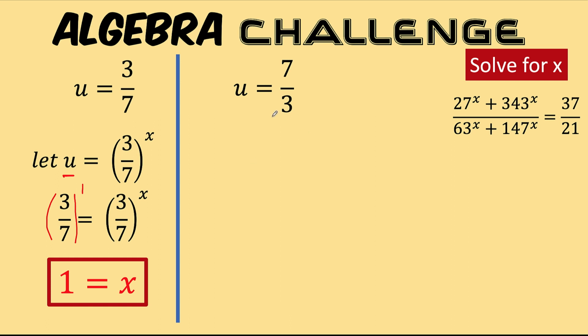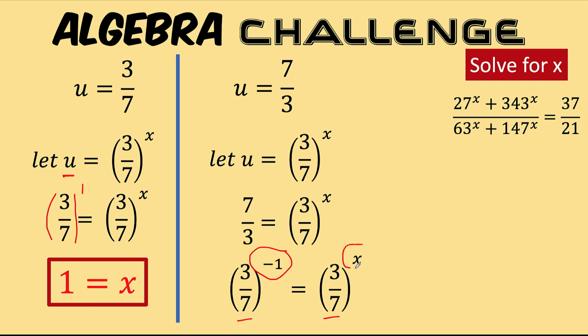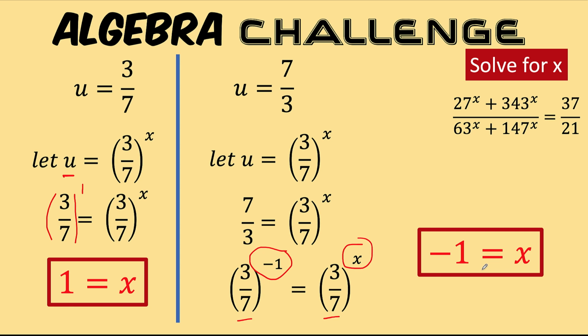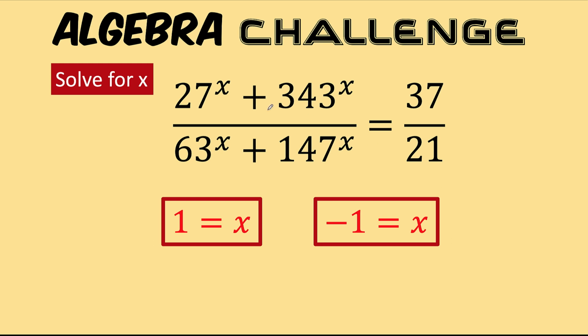And at the right side, substituting again the value of u to our assigned value for u, we have now 7 over 3 equals the quantity 3 over 7 all raised to x. 7 over 3 and 3 over 7 are reciprocals, so let's re-express 7 over 3 as 3 over 7 raised to negative 1. We have the same base, so the exponents are equal because these two quantities are equal. So that means x is equal to negative 1. And we now have these two values for x. That is the solution of the original equation. And so this is now our final answer.